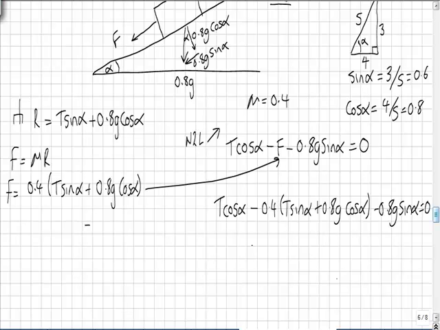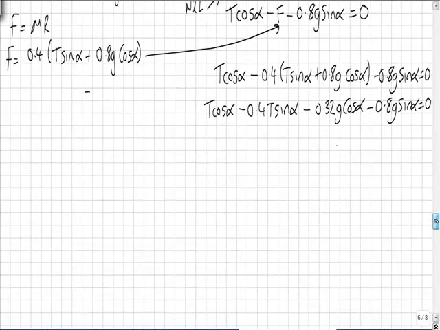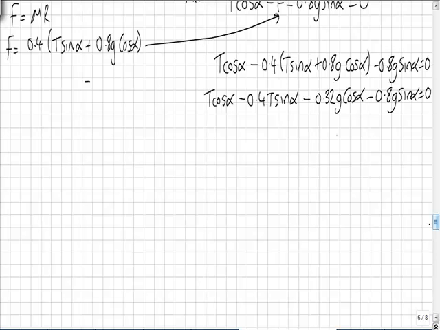And if we just expand out, we have T cos alpha minus 0.4 T sin alpha minus 0.32g cos alpha minus 0.8g sin alpha is equal to 0. Now this looks quite tricky, but actually anything that doesn't have T in it, we can take over to the right hand side. So T cos alpha minus 0.4 T sin alpha is equal to 0.32g cos alpha plus 0.8g sin alpha.